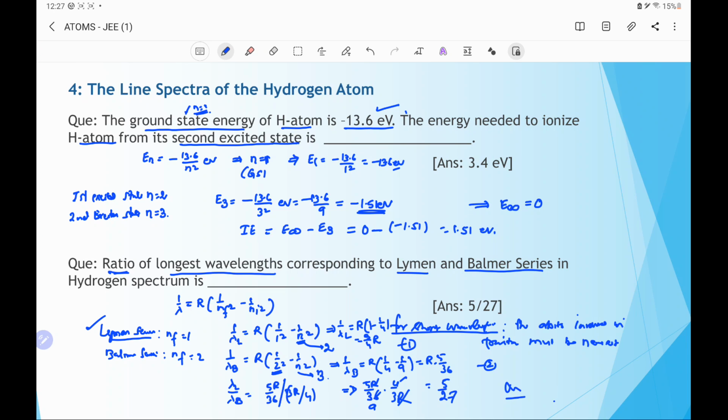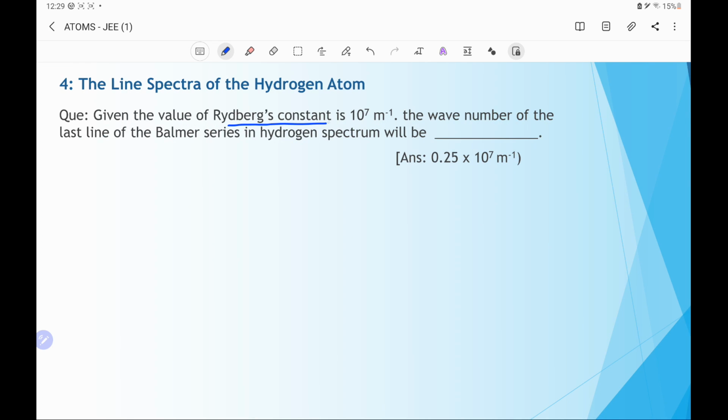This is the answer. Given the value of Rydberg constant R is 10 raised to power 7 per meter, the wave number, and wave number is, we have already defined that 1 by lambda is known as the wave number, of the last line of Balmer series. Balmer series refers that nf is equal to 2, final energy state will be 2, and the initial for the last line is infinity.